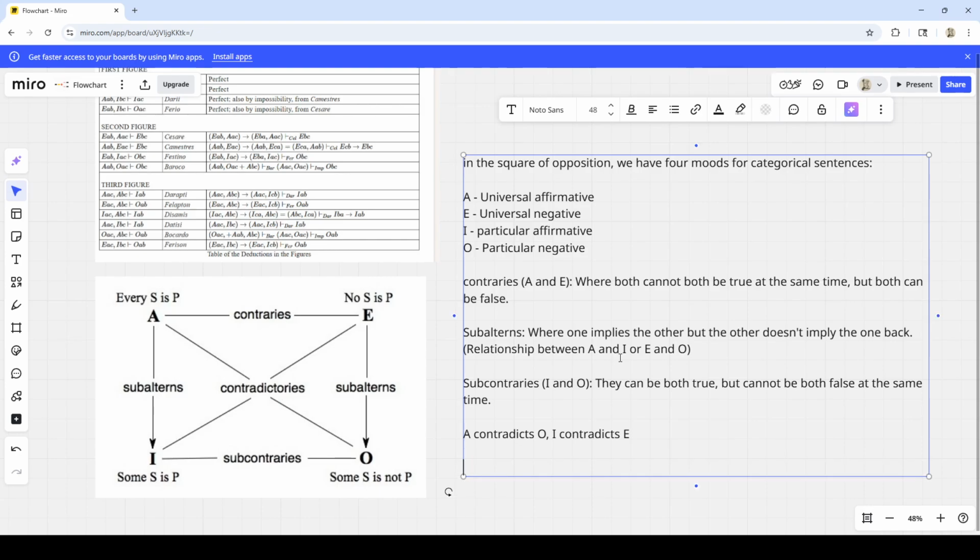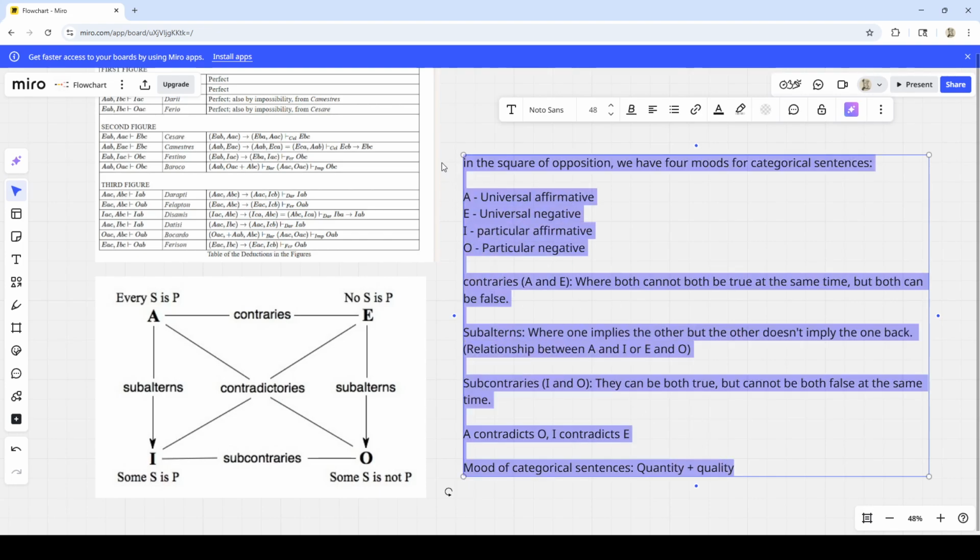So just note that the mood of categorical sentences is its quantity plus its quality, right? And so that's basically all you have to know for the square of opposition, and that's basically it for the square of opposition. Next, let's cover the mood of a syllogism and its figure and all of its terms. So we'll do that now.